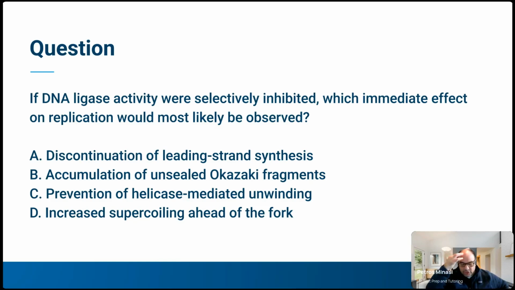So immediately you should start thinking to yourself, and this is literally the process that you want to train yourself. This is how we talk about developing your critical thinking skills. Your critical thinking skill at this point should be, okay, DNA ligase is being inhibited. What does DNA ligase do? It's the glue. If I inhibit it, then the glue won't stick.